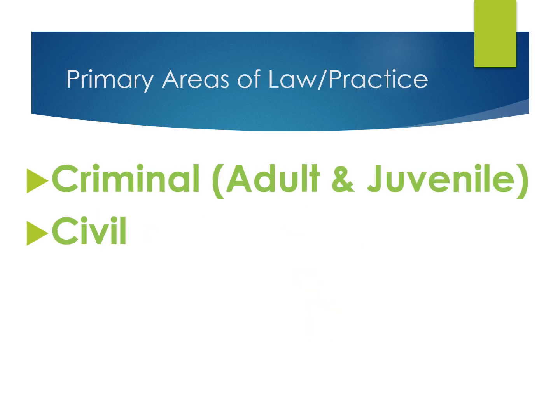And there are two primary areas of law and practice. It's criminal law and civil law. And within criminal law, you have adult and juvenile. Juvenile is an unusual area of law because it encompasses criminal aspects and civil aspects, and it's generally handled by what's known as the family court. Sometimes you'll have just a straight juvenile court, but it's usually under the umbrella of the family court.